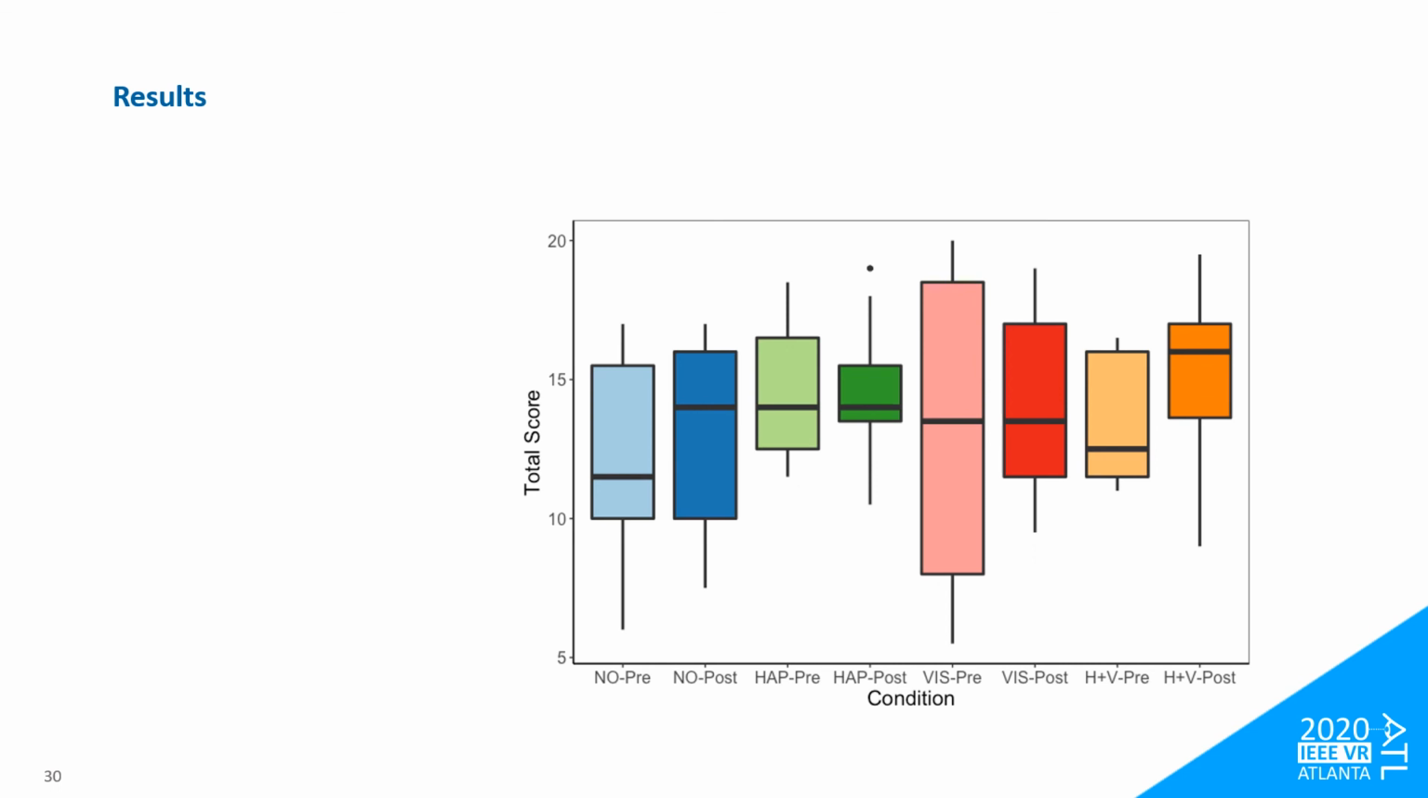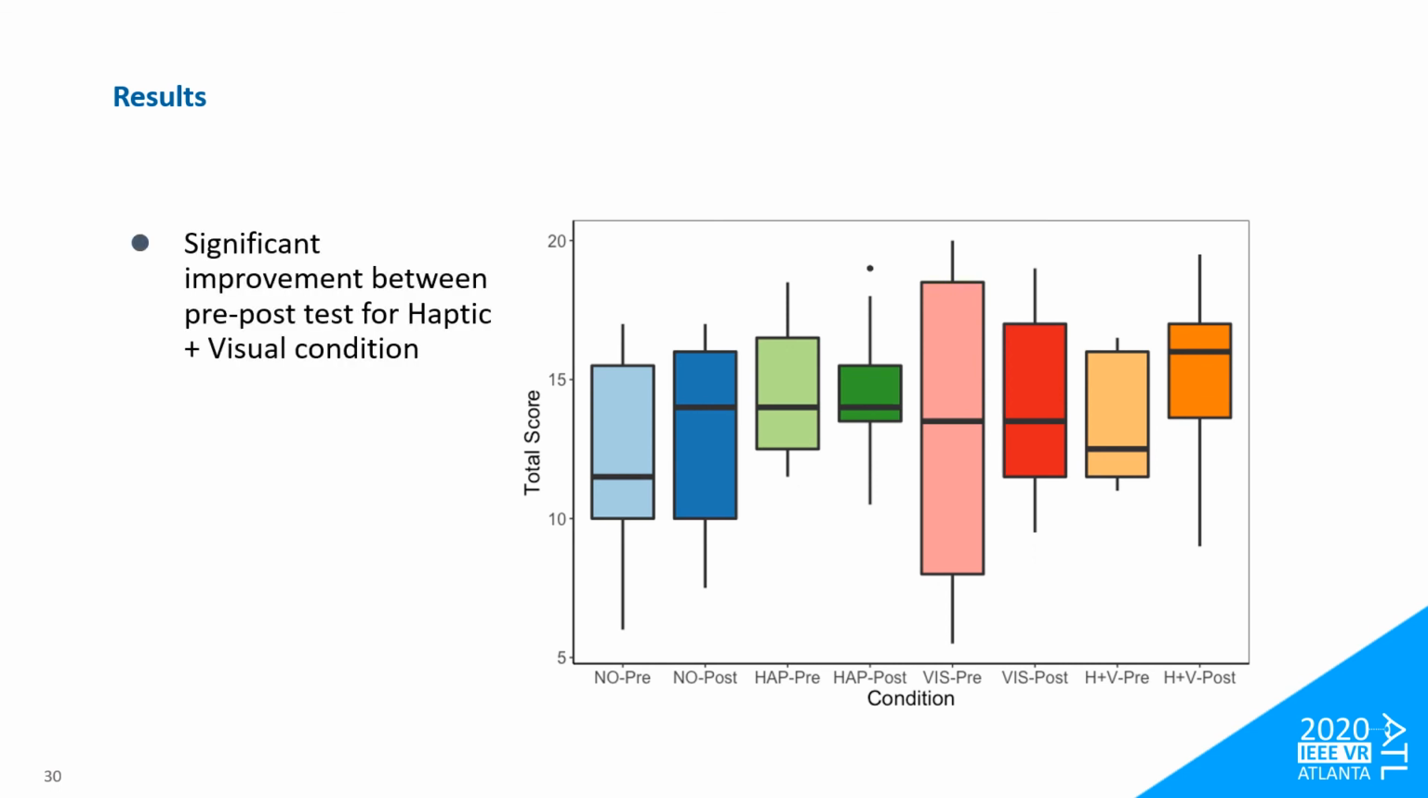Finally, for the results. As the graph shows, we have found a significant improvement between the pre-test and post-test only for the haptic and visual condition. On the graph, the four conditions are represented by different colors, and while the pre-test is represented by a lighter color, the post-test is the darker color. And as you can see, the only condition that shows a significant improvement between the pre-test and post-test is the far right orange condition, which represents haptic and visual.